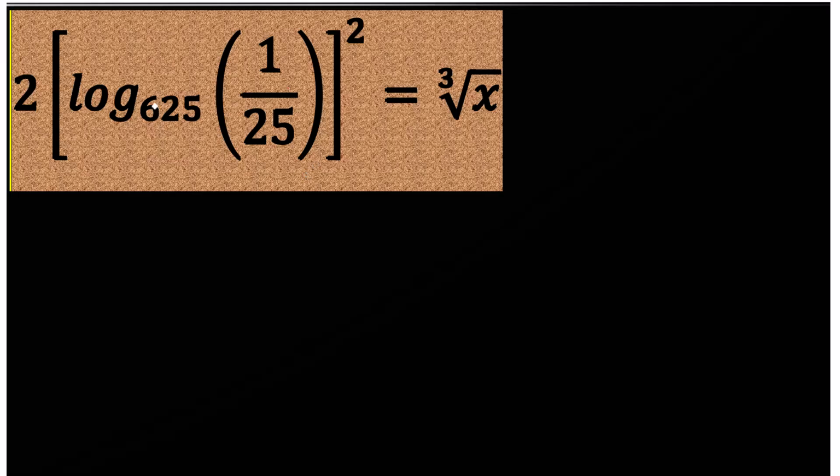Now let's see how we can address this question. Okay, so we have squared here, then we have 2 here. Now the only problem here is this. So let's take it out and represent it by a variable.